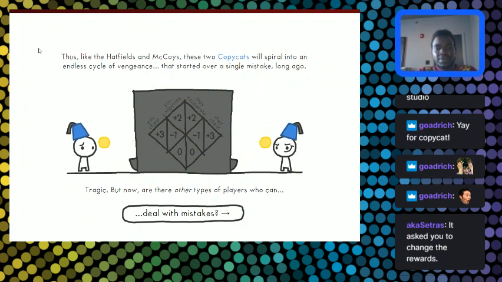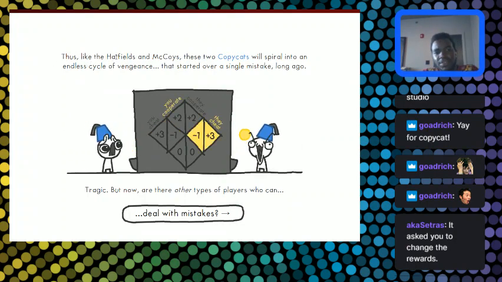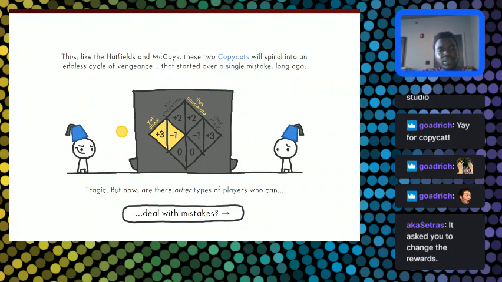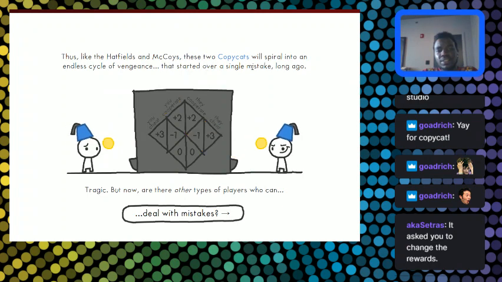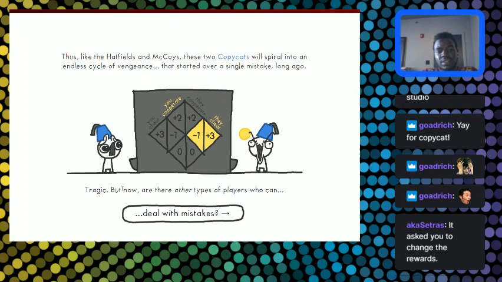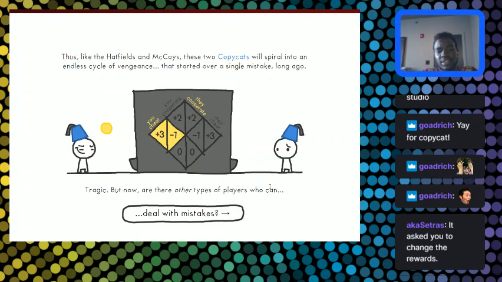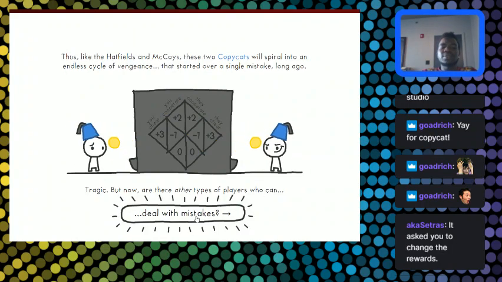Thus, like the Hatfields and McCoys, these two copycats will spiral into an endless cycle of vengeance that started over a single mistake long ago. Tragic. So now, are there other types of players who can deal with this mistake? Let's see.